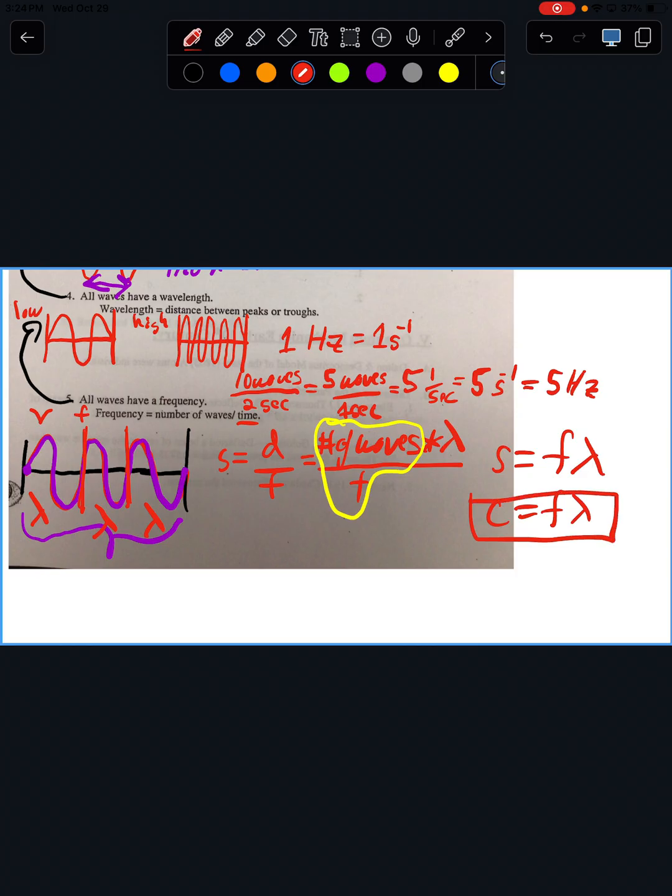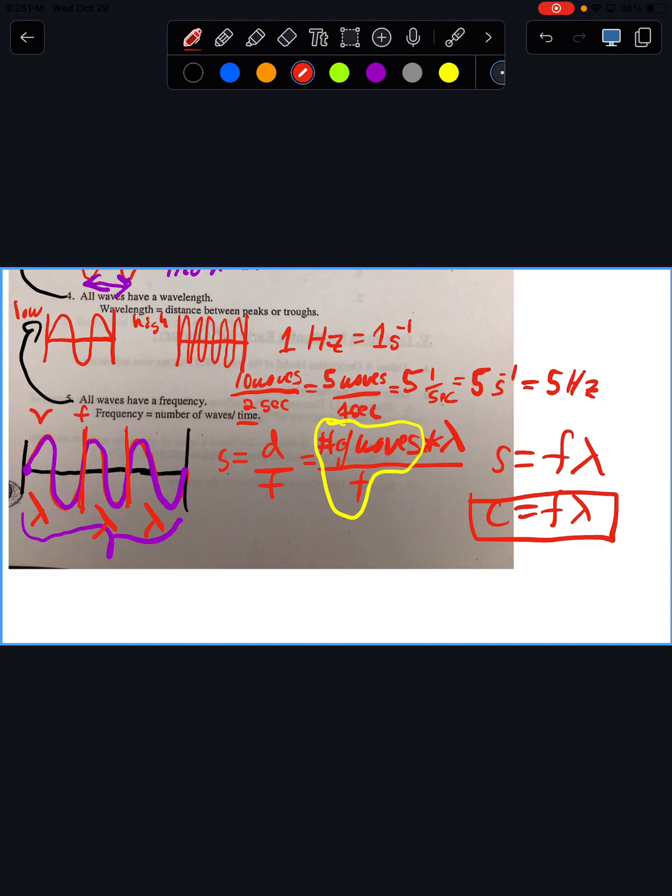How many frequencies are in that thing? I don't have a unit of time up there, so I can't tell you. So this is the equation we're going to use, okay? Because we're going to deal with light. When you take AP Physics 2, you're going to use the top equation because you're going to be dealing with sound waves. So C equals F lambda.